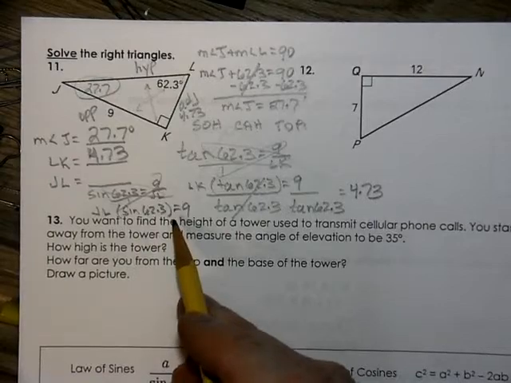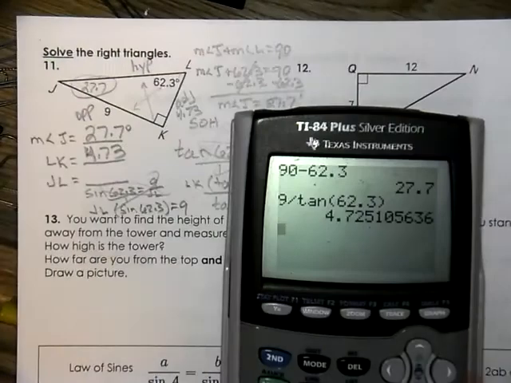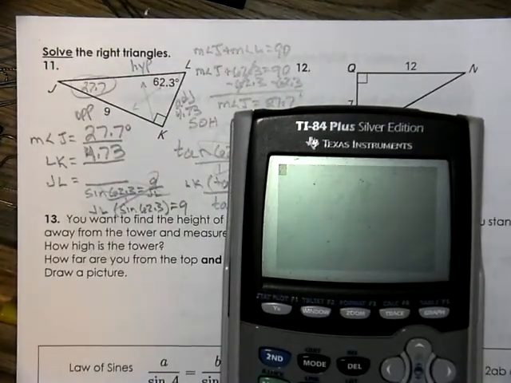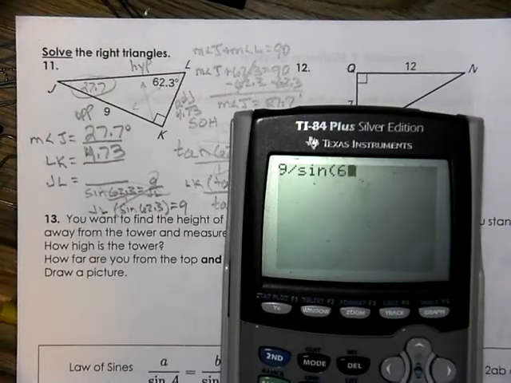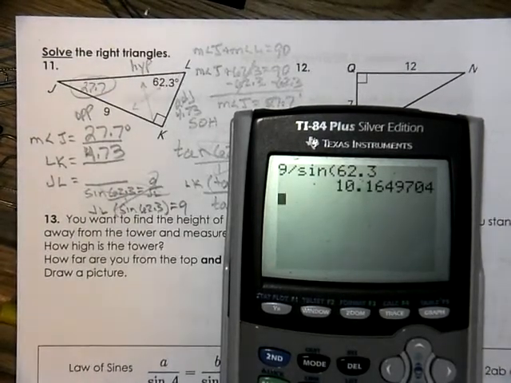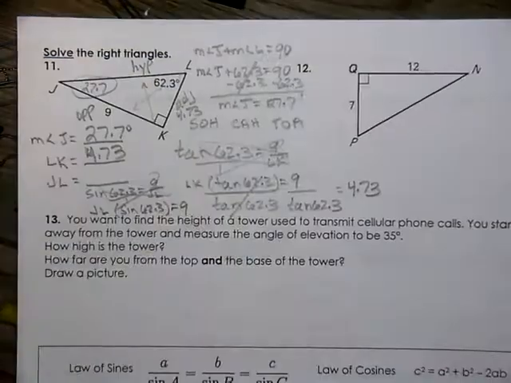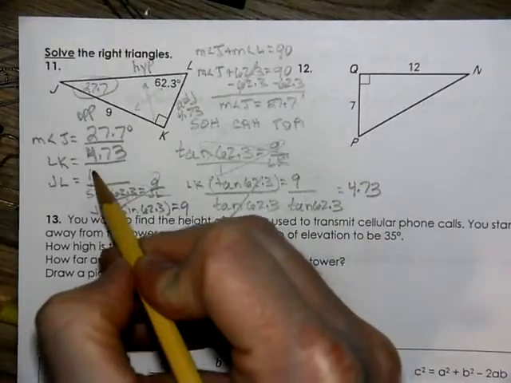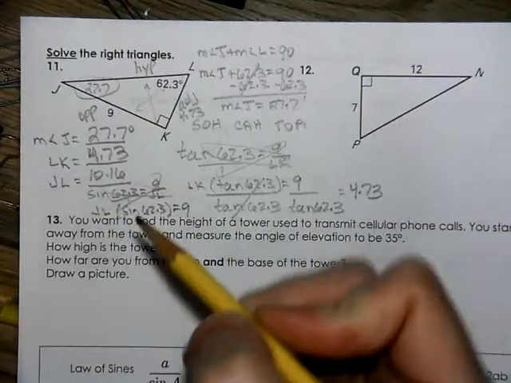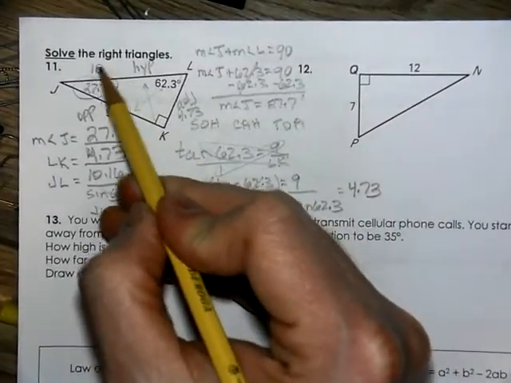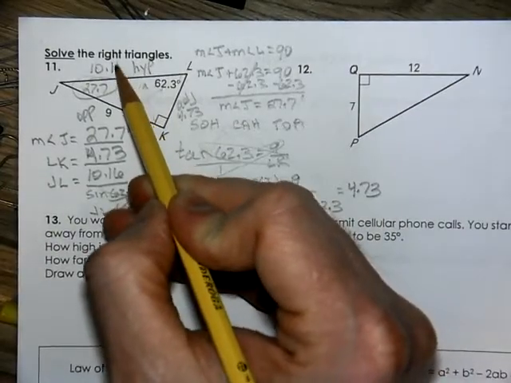I'm now going to divide 9 divided by the sine of 62.3, and that'll come out to be 10.16. Notice that the hypotenuse is going to be the longest side.